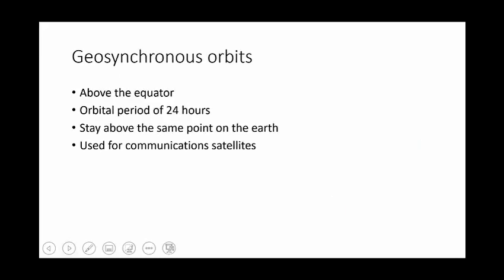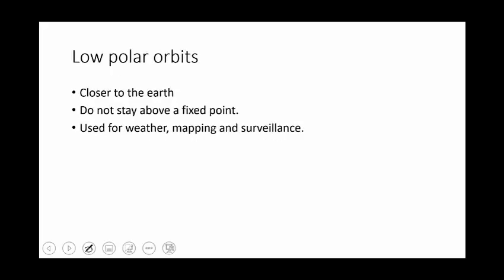Okay, two key types of orbit that you need to know are geosynchronous or geostationary and low polar. Geosynchronous is above the equator and it has an orbital period of 24 hours because it stays above the same point on the Earth's surface at all times. It's used for communication satellites. It's also used for things like GPS, anything where you have to be sure your satellite is always in the same place.